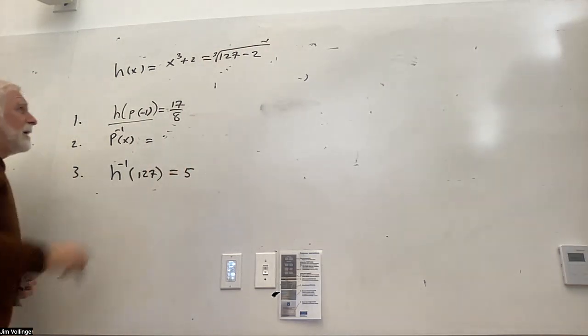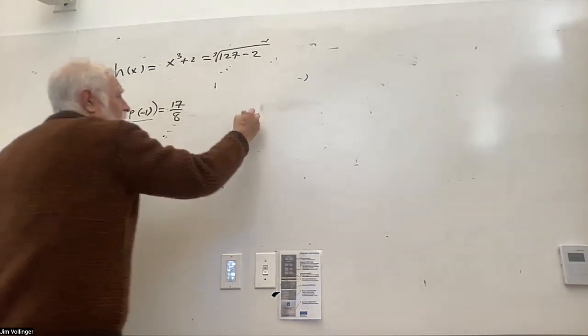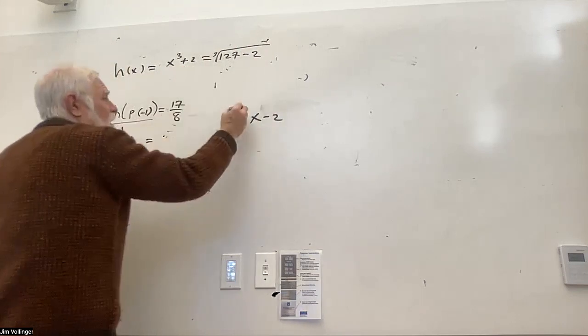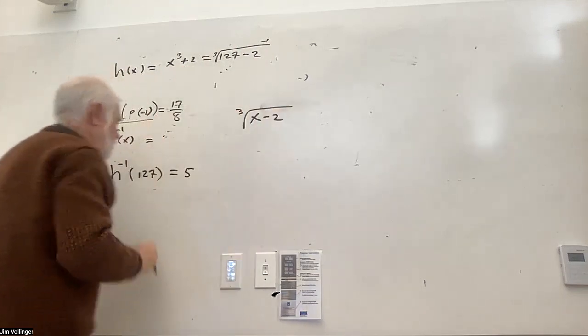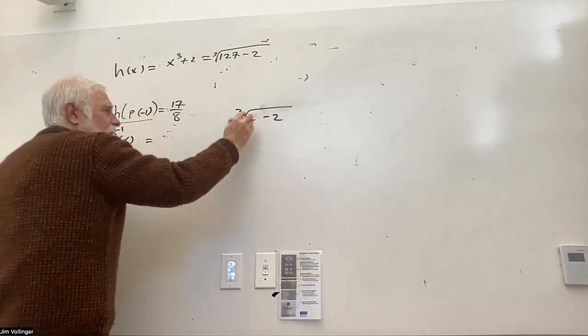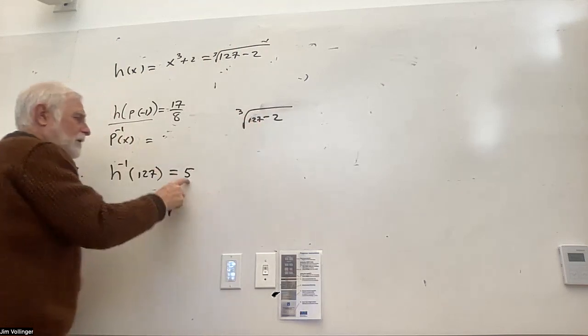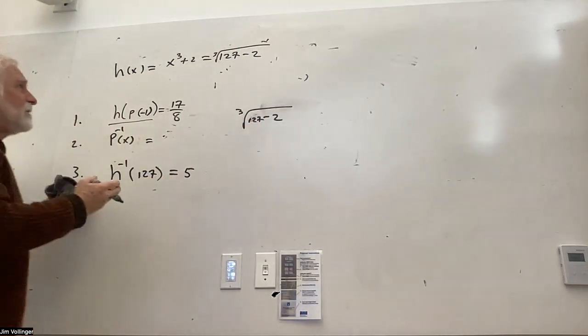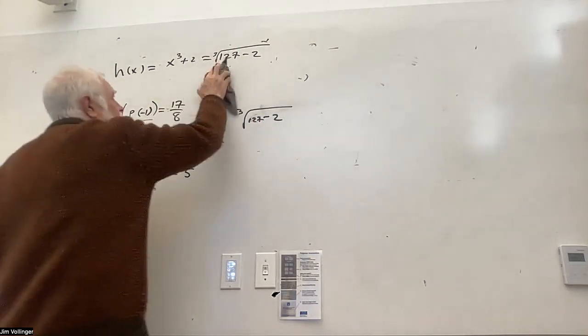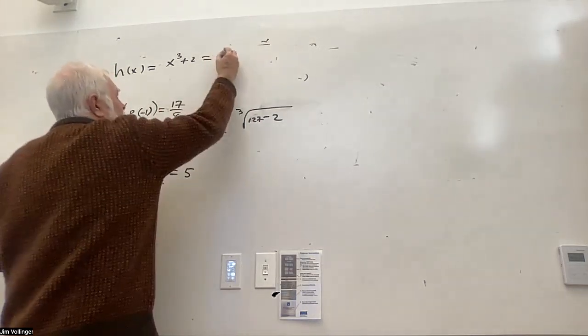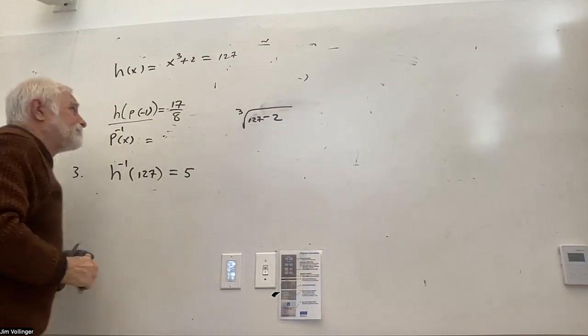All right, so what's the inverse of that? x minus 2, and then the cube root, right? And if you put 127 in here, I hope you can see you get 5. But immediately setting it equal to 127 saves you a little time, just a little bit.